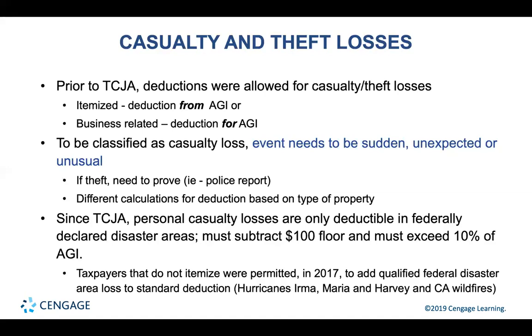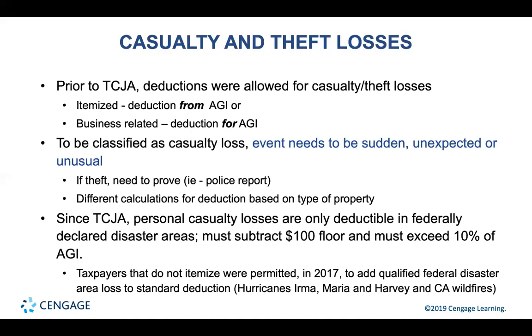In order to measure the loss, there are two rules that you need to follow. The amount of the casualty or theft loss is measured in one of the following ways. Rule A, the deduction is based on the decrease in fair market value of the property, not to exceed the adjusted basis of the property. Or the deduction is based on the adjusted basis of the property.